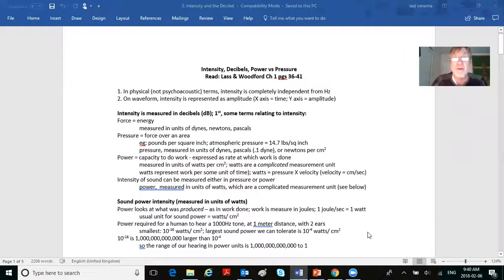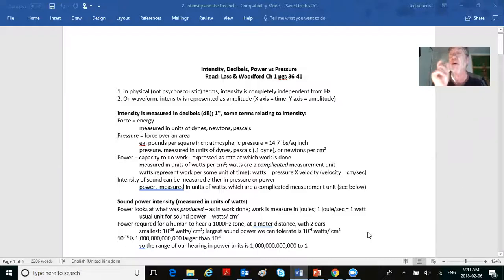And look at that, where we continued from the word pressure. Pressure is force over an area. Put a star by that puppy. Now, I don't care if you're looking at atmospheric pressure is 14.7 pounds per square inch, but pressure is measured in units of dynes or pascals or newtons, but it's always force over an area, right? So it's going to be called dynes. We're going to pick on dynes. That's the one we're going to use.